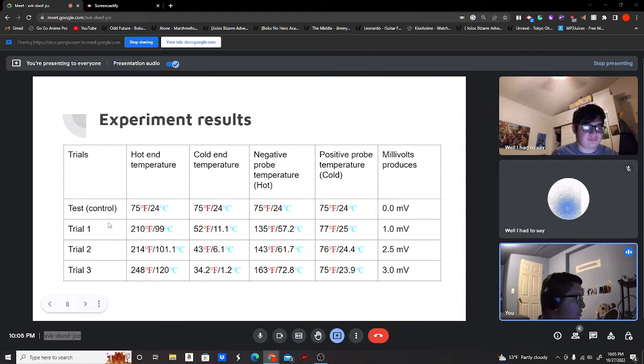But as you can see, as we go from trial 1 to 2 and 3, as the temperature increases from the fire on the hot side, and the temperature decreases on the cold side, voltage is increased steadily, as we can see from 1.0 millivolts to 2.5 millivolts, and finally our highest volts reached was 3.0 millivolts. And this is as shown from the decrease in temperature going down and the increase in temperature going up each trial.